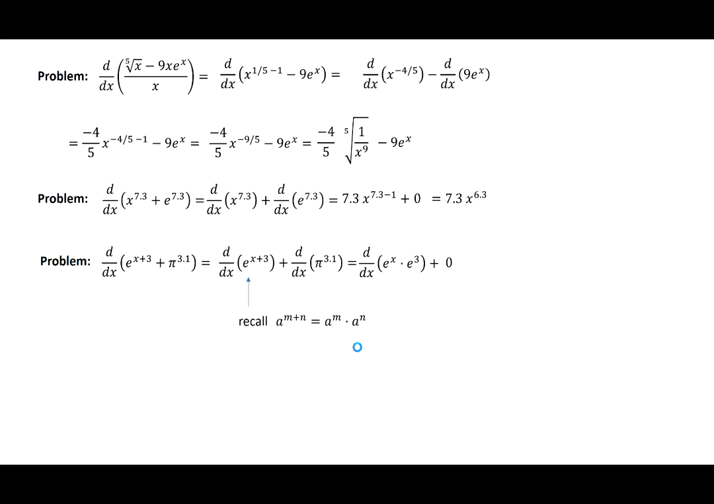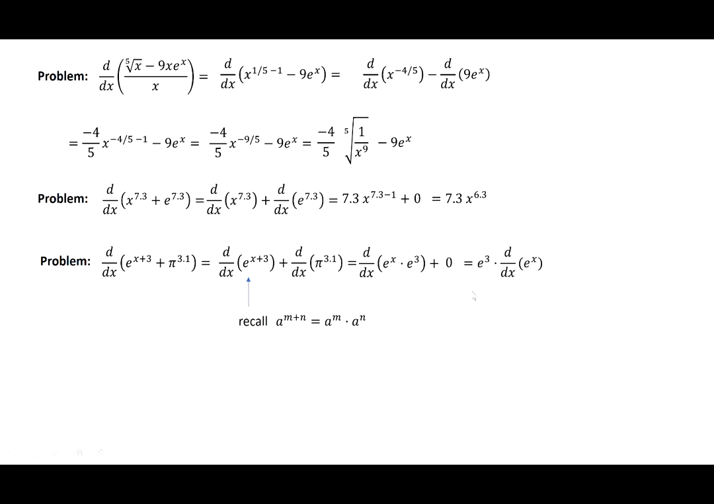So a to the m plus n. So we can write this as d dx of e to the x times e cube. But then what is d dx of pi to the 3.1? Again, that's a trick question, right? Pi is a constant. Pi raised to 3.1 is just a constant. So the derivative must be 0. Cool. Now, is e cube a constant that is multiplying e to the x? So can we pull this constant outside?